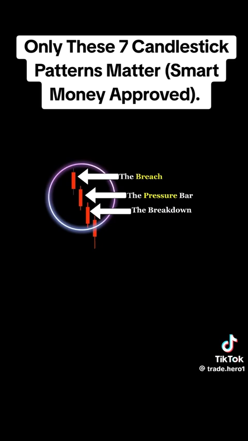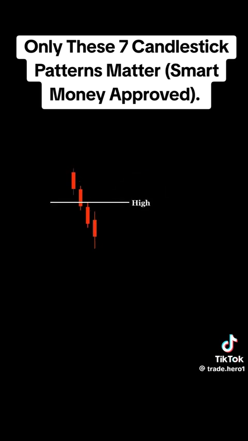For the red wall to be valid, the high of the third candle must be lower than the low of the first. This confirms a clean, aggressive drop and leaves behind a zone of smart money activity. That's the area we watch, because if price returns there and gets rejected, we know the banks are defending it.